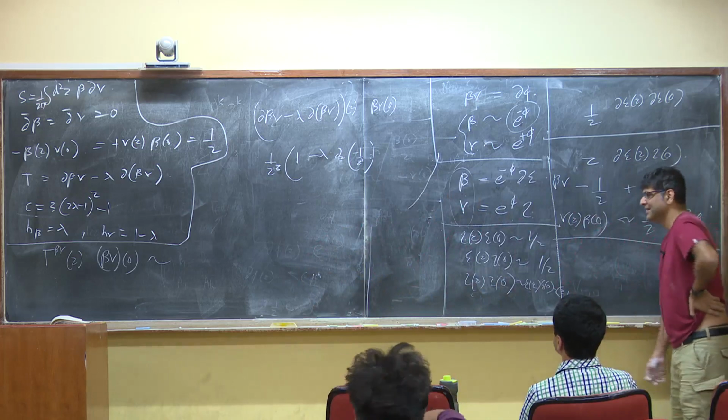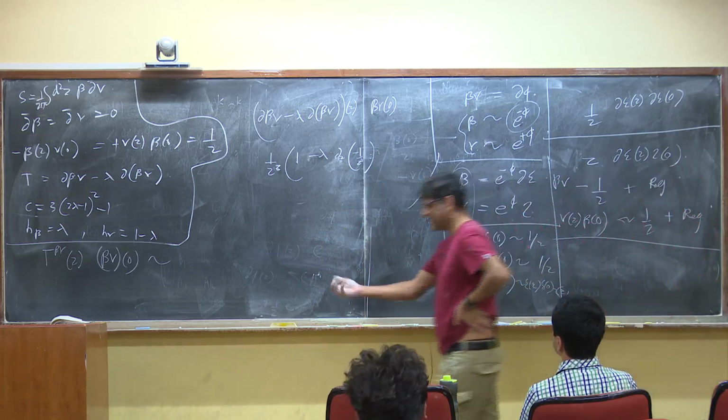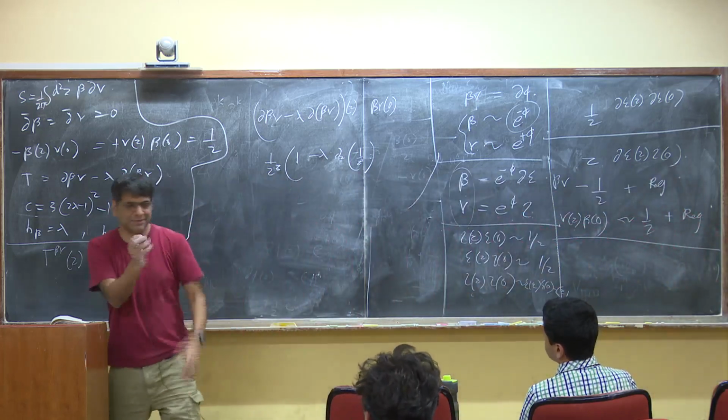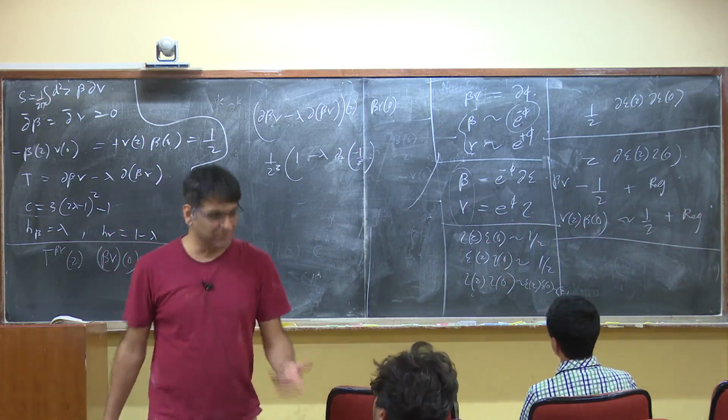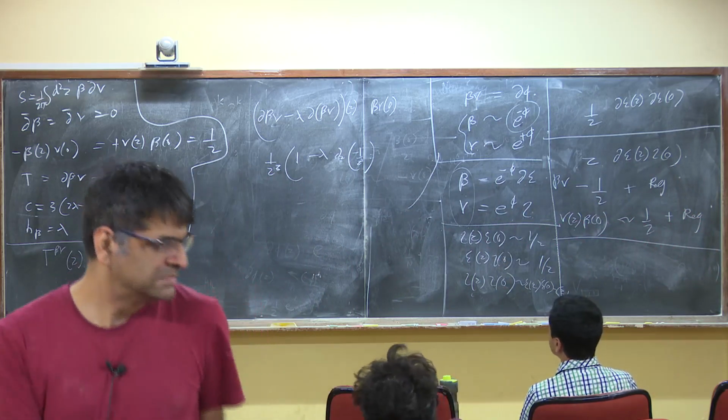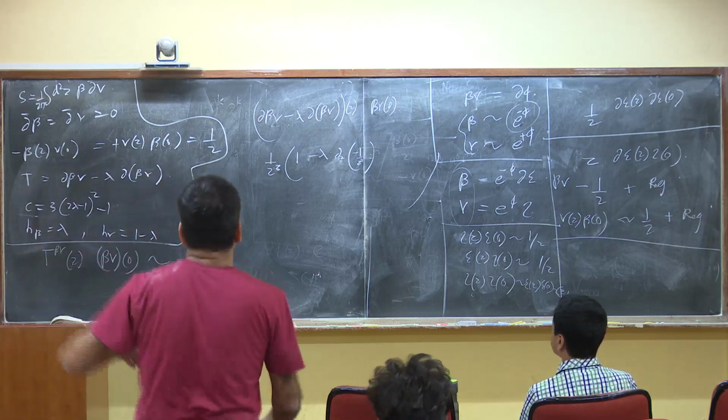That's one check. And then you should see the central charge, that would be another check. So that the dimensions work out consistently is one check, and that the central charge works out is another check. Okay, so let's look at this.